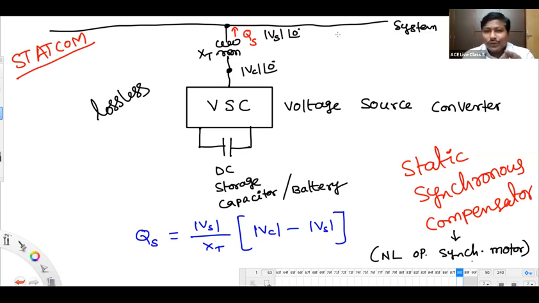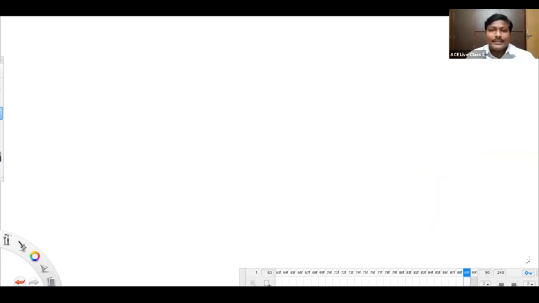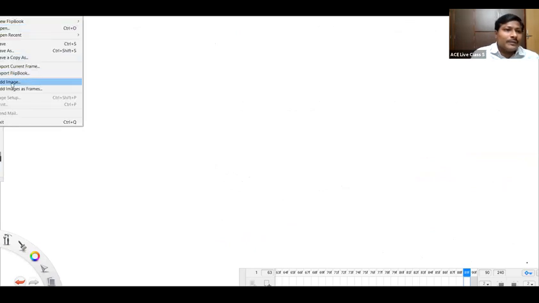But there is one issue. We have to keep this battery. Next we'll discuss one small problem, and then we will move to the next apparatus, the next dynamic device. So what is that voltage source converter? It's a rectifier, and harmonics introduction will be there definitely. It's just like a three-phase rectifier or three-phase inverter. Let's take this problem quickly.